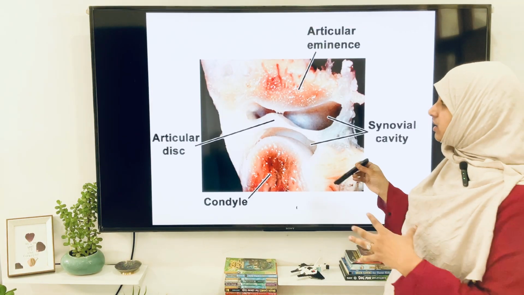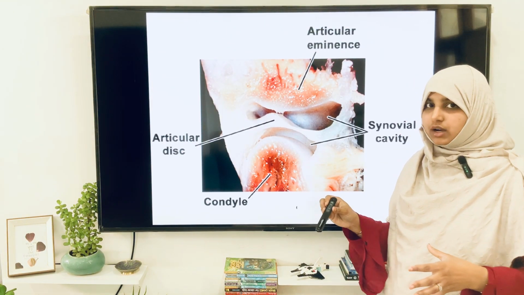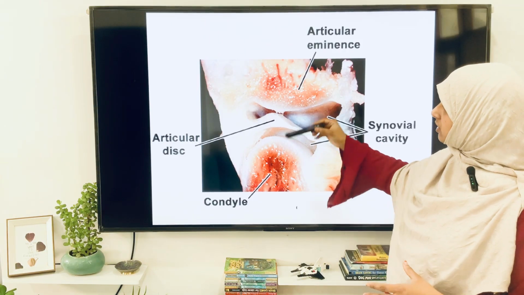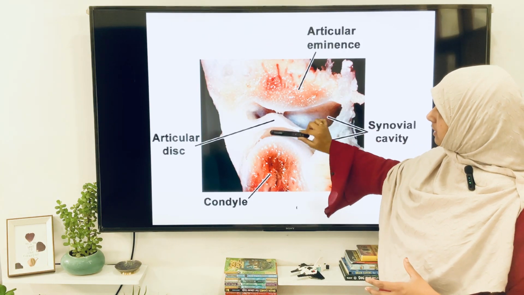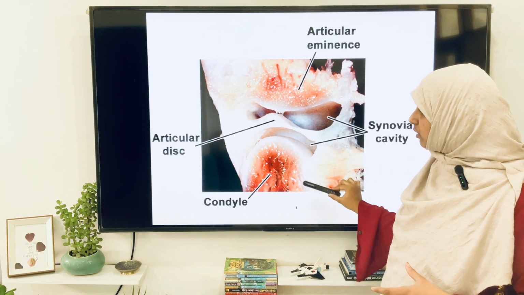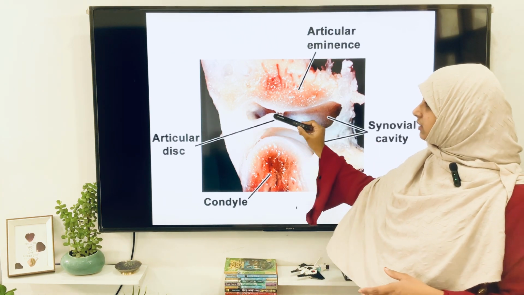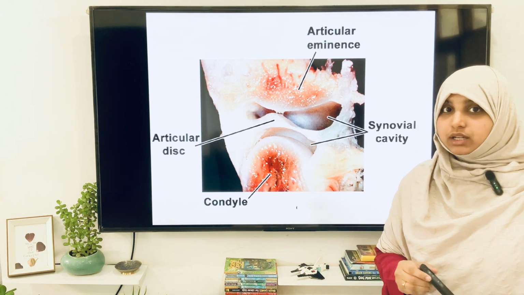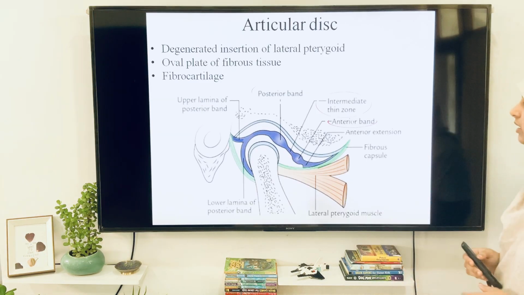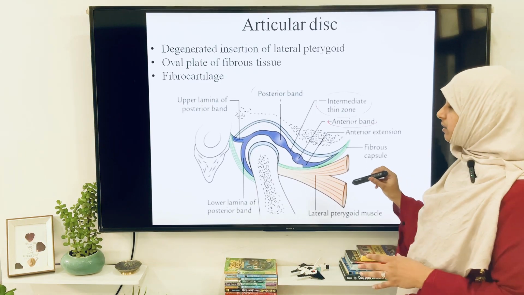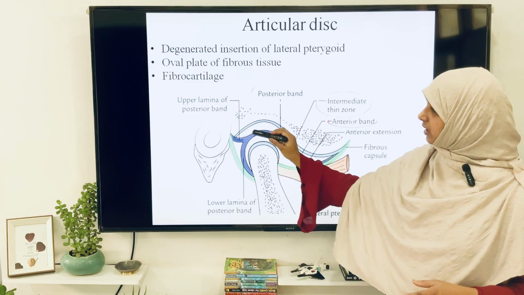And as you can see, this is an actual specimen of this TMJ, a cut section. This is the upper compartment, this is the lower compartment, this is the head of the mandible. Okay, and as we can see, this dividing part is the articular disc. Okay, so in this line diagram, as you can see, this is the articular disc.